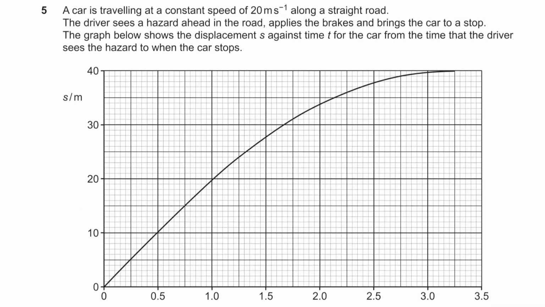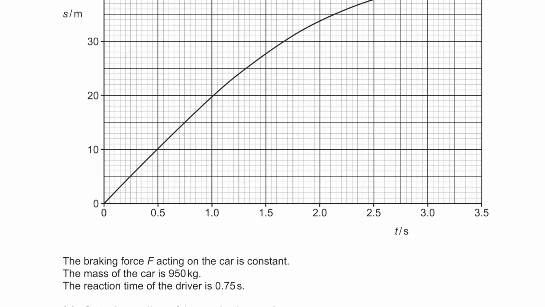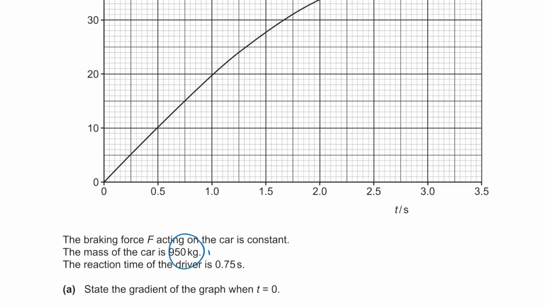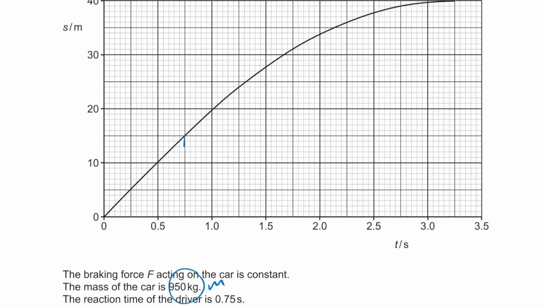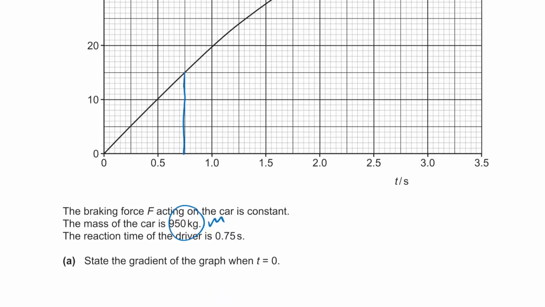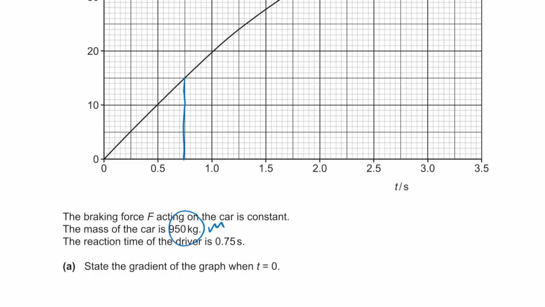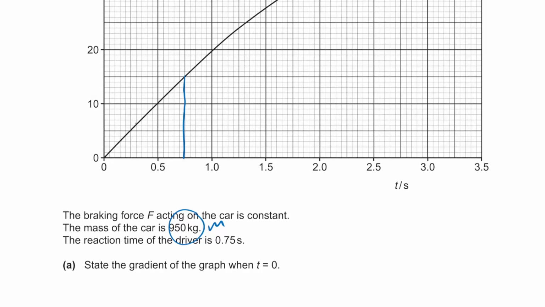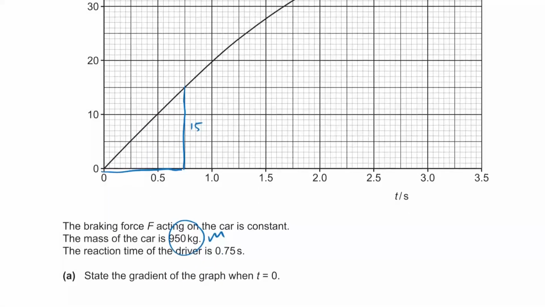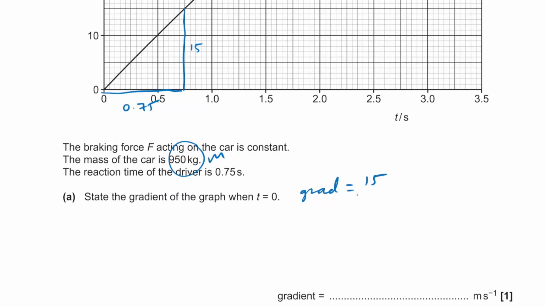5, car is traveling at a constant speed. It brakes. Braking force F acting on the car is constant. The mass of the car is that. The reaction time is 0.75 seconds, so that's there. And we can see it's a constant speed up until that point, which makes sense. State the gradient of the graph when t equals 0. Well, again, we can just go from here to here. So that's going to be 15 divided by 0.75. Gradient is equal to 15 divided by 0.75. So I believe that's going to give us 20 meters per second.